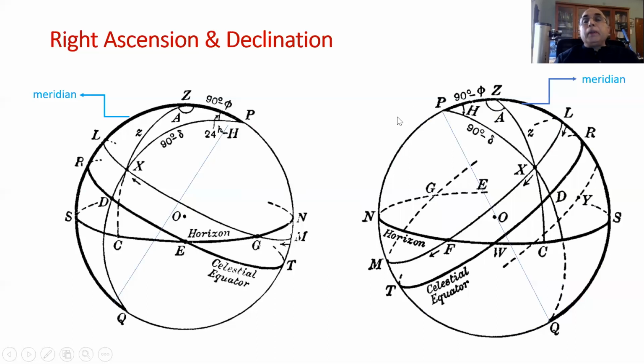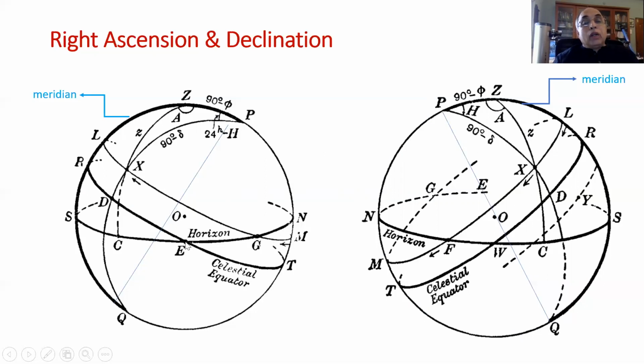Here we have the celestial sphere with the right ascension and declination from two perspectives. In the one on the left-hand side, I have east looking towards us, right? While in the other one, I have west looking towards us. Anyway, it's a matter of perception.